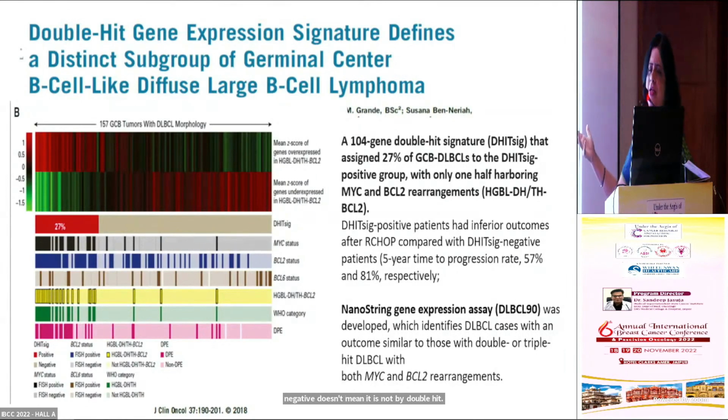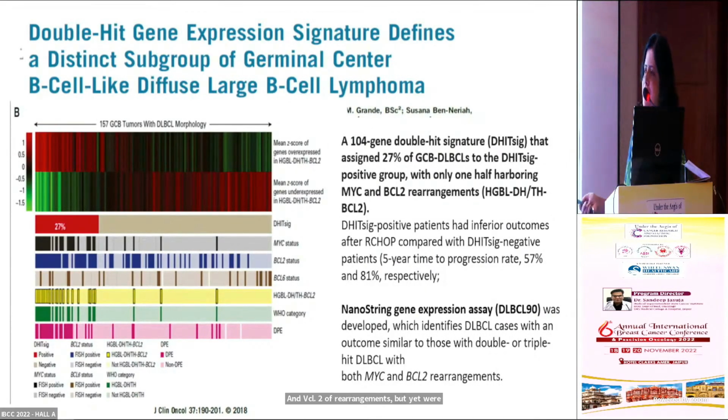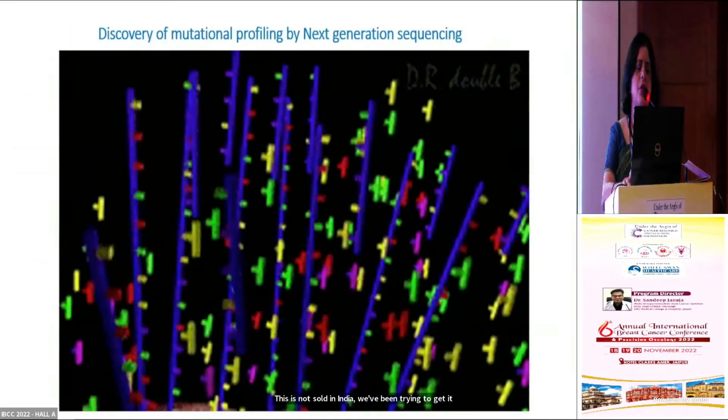There are some signatures. This is a study which said that there is something called a high grade B cell lymphoma signature, or the double hit signature. When they looked at all the DLBLs, they found a group of double hit lymphomas that did not carry the MYC and BCL2 rearrangements, but yet were prognostically very poor. And they said that this particular double hit signature is now available as DLBCL90 on the NanoString platform. This is not sold in India. We've been trying to get it for a long time because we do have the NanoString machine in Tata Hospital.